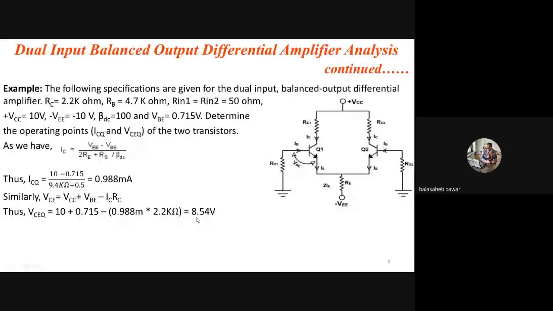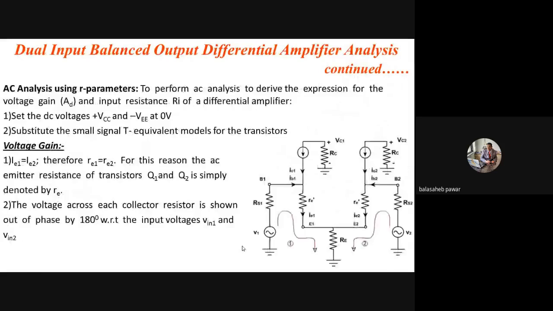So this is almost about the DC analysis of that dual input balanced output differential amplifier. Now we'll switch to AC analysis. This AC analysis is slightly complicated as compared to DC. It is somewhat lengthy. While doing the AC analysis, same as with our MOSFET amplifier, we consider all DC sources as ground for AC analysis.